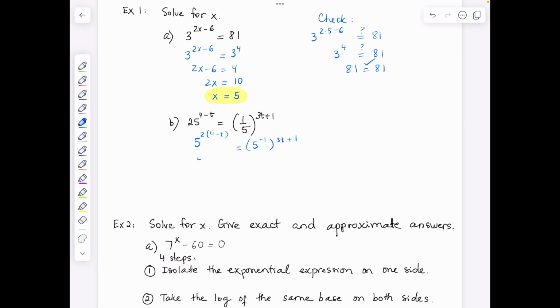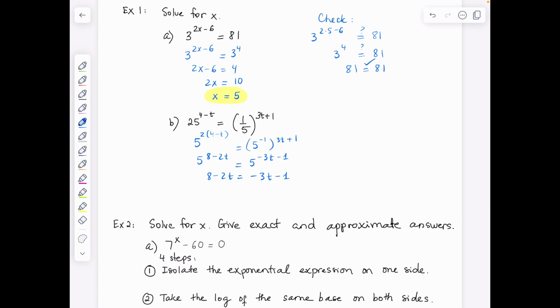Now this is the same as 5 to the, we're going to multiply these exponents, so that will be 8 minus 2t. And then over here, that's 5. And then we can also multiply these two exponents, so that will give us negative 3t minus 1. Well, now that the two bases are the same, we can claim that the two exponents must be the same as well using the equivalence property.